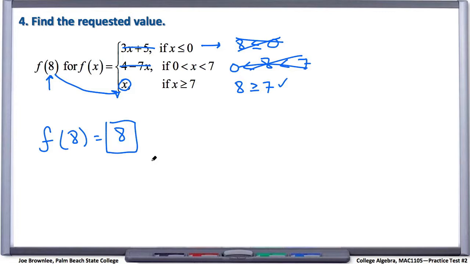I mentioned in the third question here on this practice test that you could take a look at practice test number 1, videos 48, 49, 50, and 51 for more practice. There are questions just like these, finding the requested value of some piecewise function. So if you're still struggling with these, go ahead and take a look, certainly at question number 3 from this practice test, but also videos 48, 49, 50, and 51 of practice test number 1.